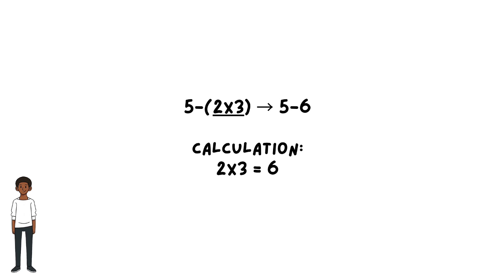Step 2. Multiplication outranks subtraction. So we multiply 2 by 3 next. 2 times 3 equals 6. Now we're left with the final subtraction, 5 minus 6.